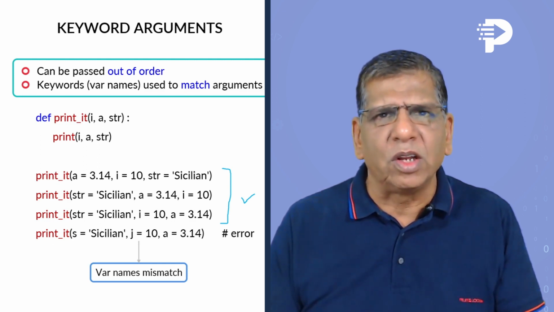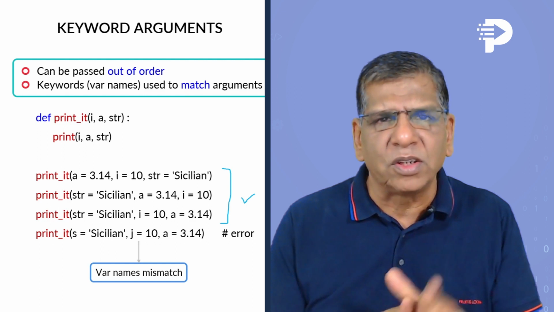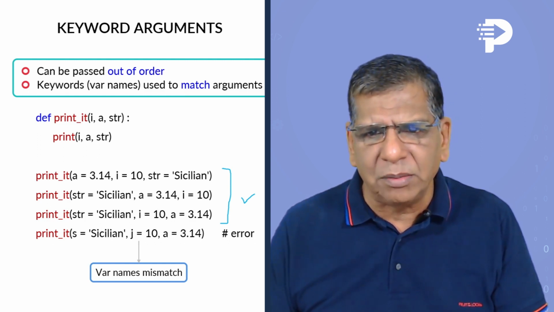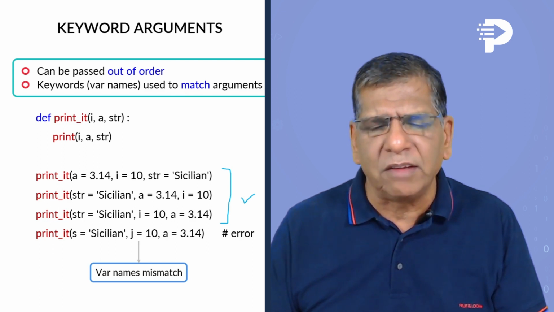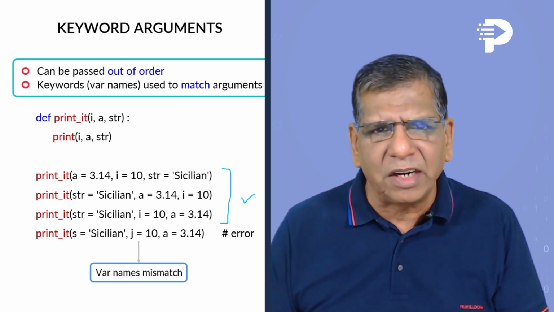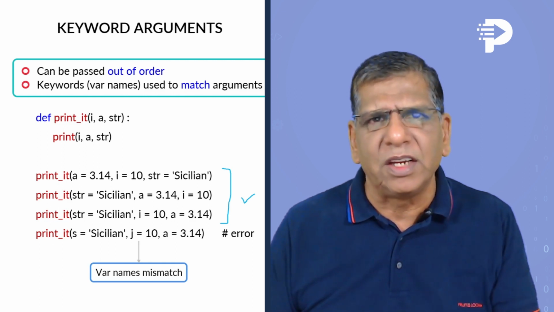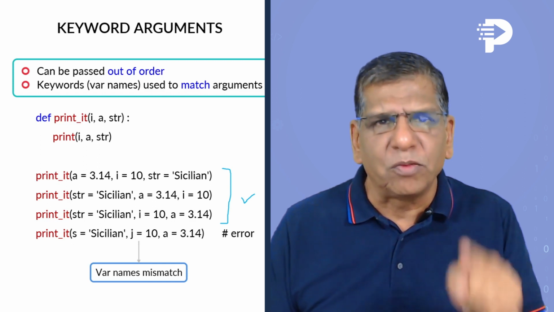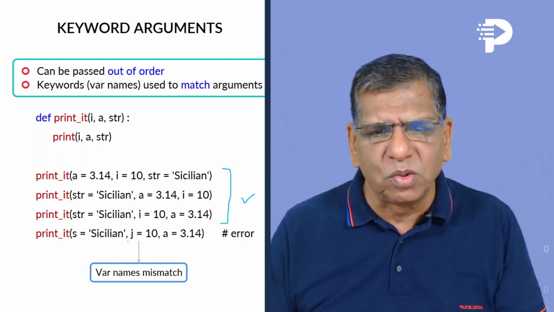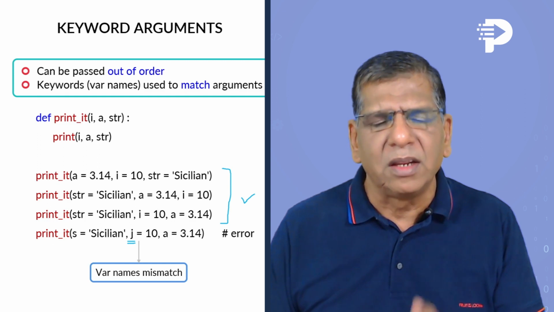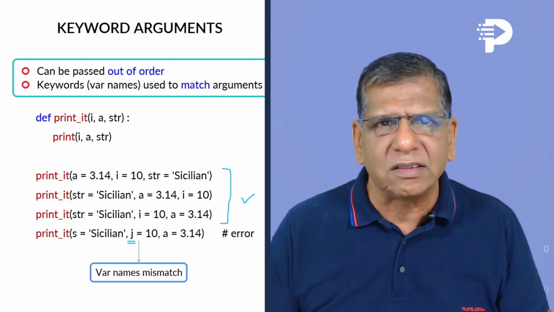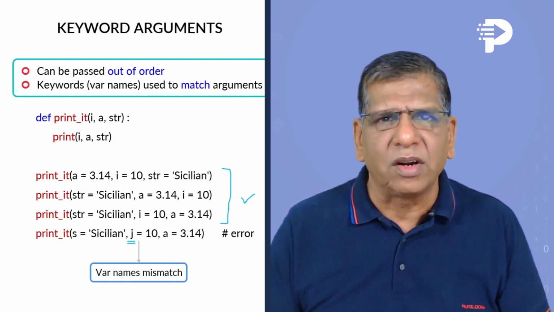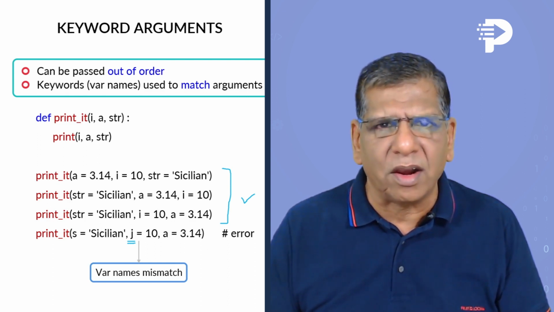Whereas in keyword arguments, position is unimportant. What is important is the variable name. Once you indicate that my variable A is going to take a value 3.14, it doesn't matter where A is. A can be the first variable, second variable, third variable, it hardly matters. But what matters in keyword arguments is that you do not try to change the name of the variable, because that's going to be disastrous. Names will have to be matched. That's the need for keyword arguments in a function call.